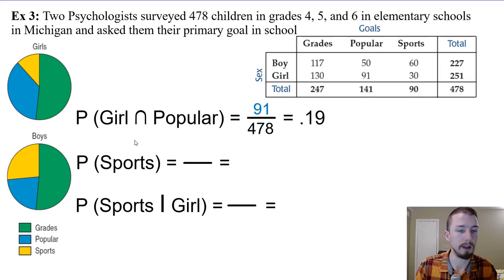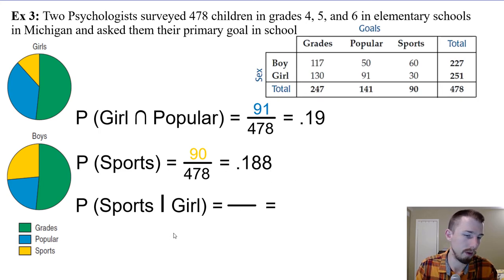would be 19%. What's the probability out of everyone that you were interested in sports, or your primary goal, or one of your goals, yeah, your primary goal, sorry, was sports. So it'd be 90 out of 478, which would be almost the same, right? Just a little bit less. 18.8%. What's the probability, this is a given one, so this is a conditional probability.